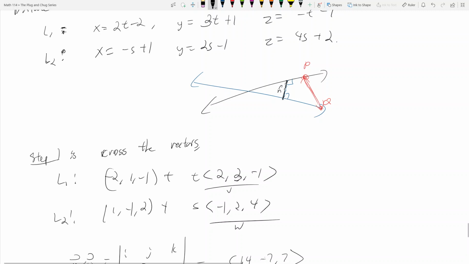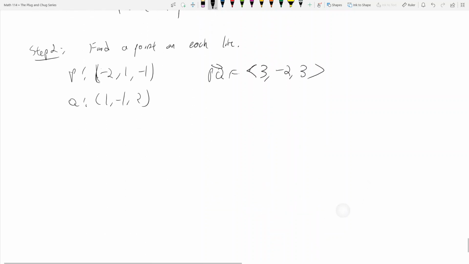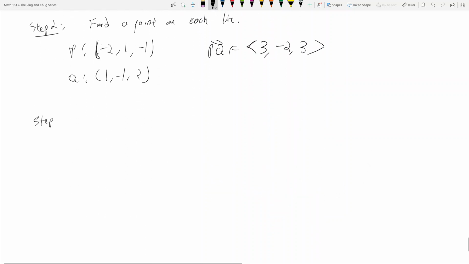What do we want to do next? Well, what we want to do next is essentially project PQ down onto this. We want to take PQ and find the projection of PQ onto the normal vector. And how do we do that? Well, step 3 is how we find the distance, right? So step 3 essentially is use the scalar component to find D, right? And remember what the scalar component was.